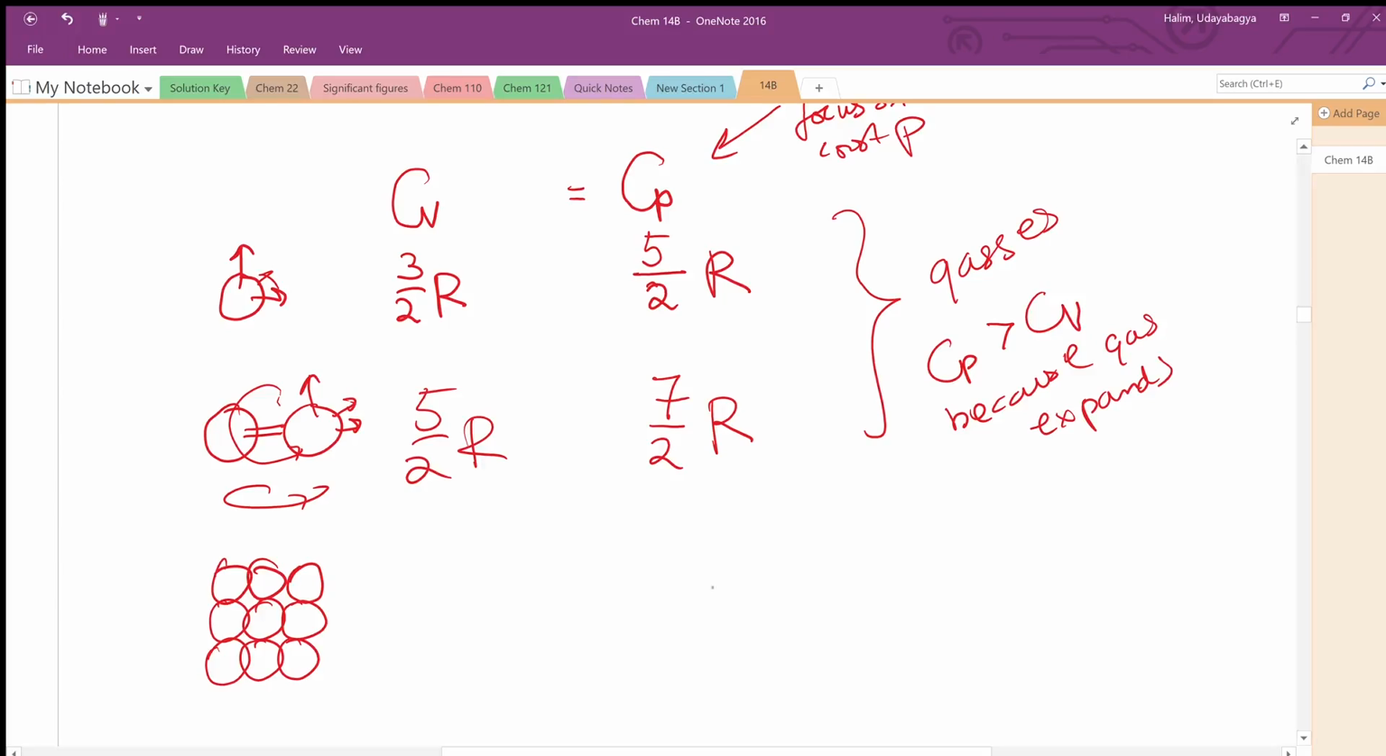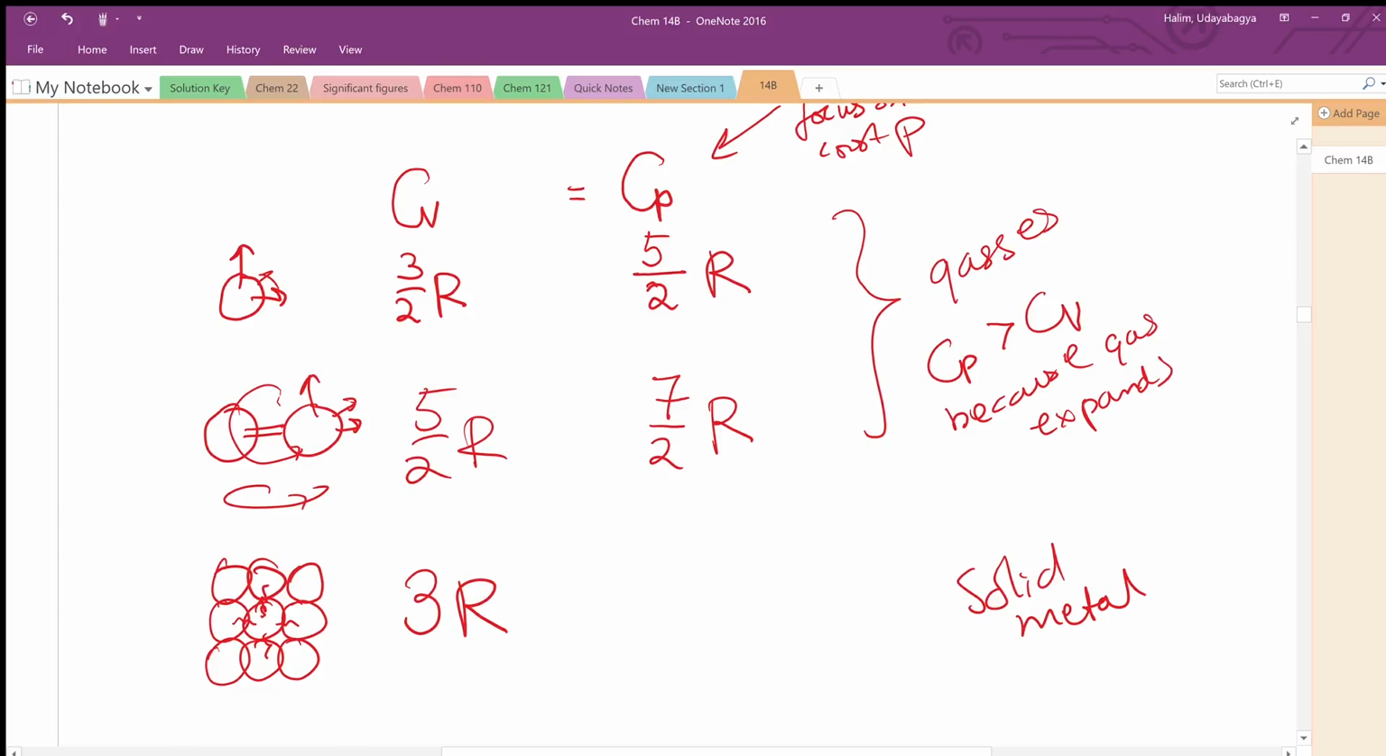So for metal, this is my solid metal. The Cv was 3/2R, I should say. Yeah, so the value of Cv is 3R, which comes from the fact that they vibrate in 3 dimensions, and each of the vibration carries with it 1R amount of specific heat. So my question to you: what is the Cp going to be for solid metal?